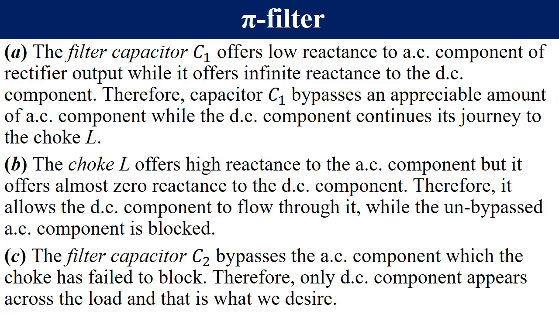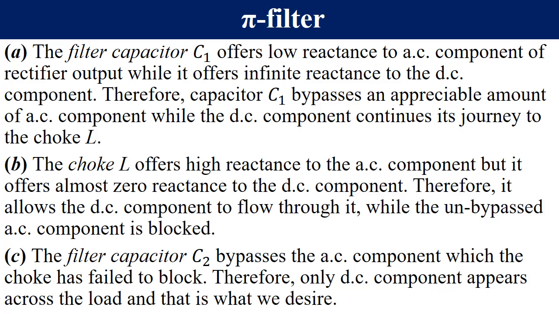Then the choke offers high reactance as well. Reactance is the opposition by a sinusoidal signal to the flow of AC. We are saying it offers high reactance, high opposition to AC components, but it allows DC to pass through. In other words, it offers no opposition or zero reactance to the DC component. Therefore, DC is going to proceed to the load.